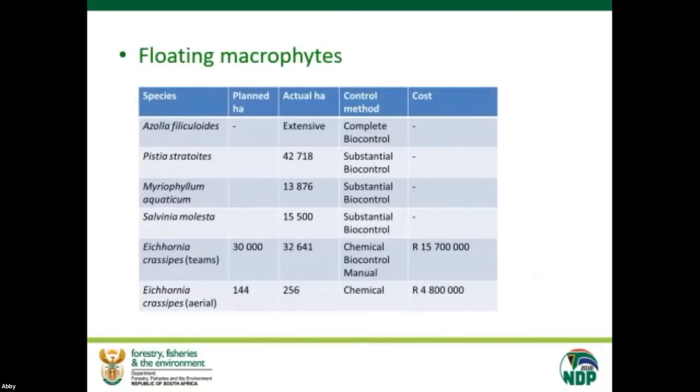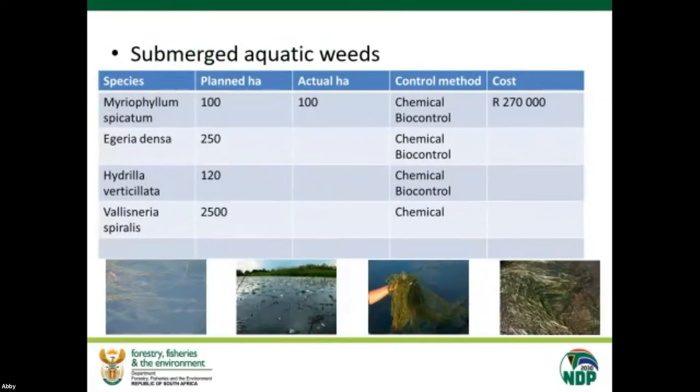In this slide, you will see the floating macrophytes. Four of them we have under complete biological control or substantial control. So that is the only method that we currently use in the department for the control method. And obviously, certain species like the water hyacinth, for instance, still needs an integrated control plan. And for submerged aquatic weeds, we have the same situation where we are implementing biological control as the agents become available, but we still need to implement chemical control where necessary.